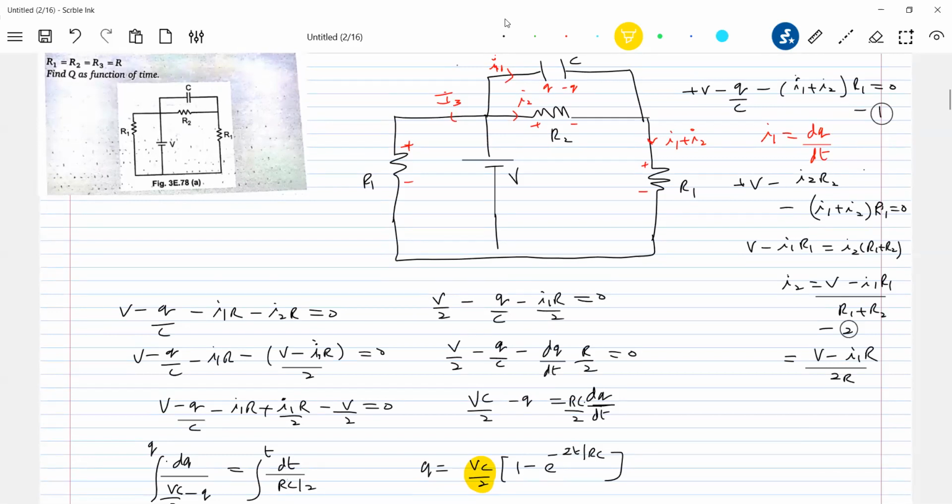For the time constant of the circuit, you have to look at the equation in the end, or else what is the alternative method? Replace this cell with a short circuit, make its EMF 0, then this resistor R1 will be shorted. Then the effective resistance seen is R1 and R2 in parallel, so R1 equal to R2, so R by 2. They may ask you only for the time constant, so there are two approaches. The other approach: wherever a cell is there, make its EMF 0, then replace the cell with its internal resistance if any. Since there is no internal resistance, I'm replacing it with a short circuit.